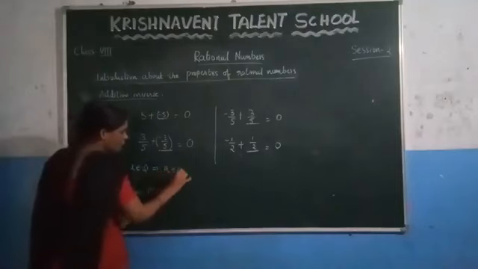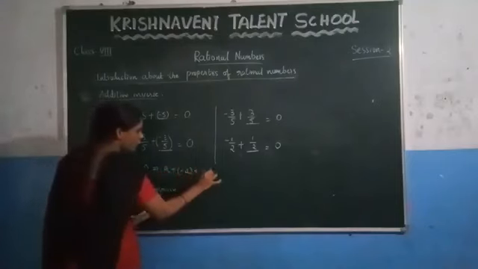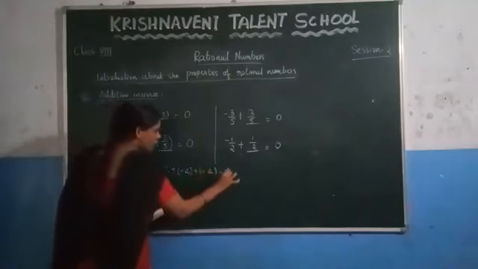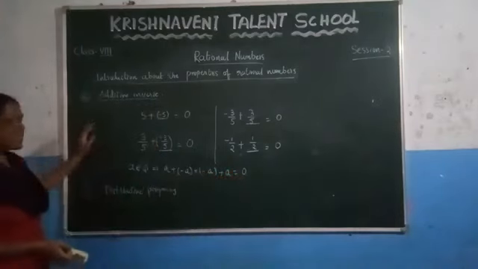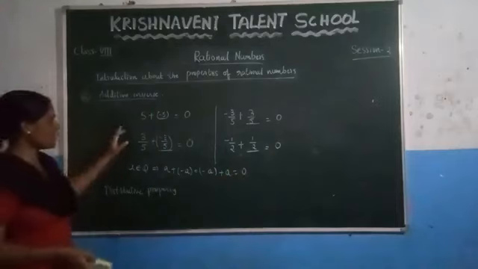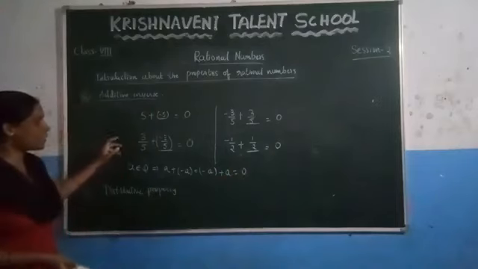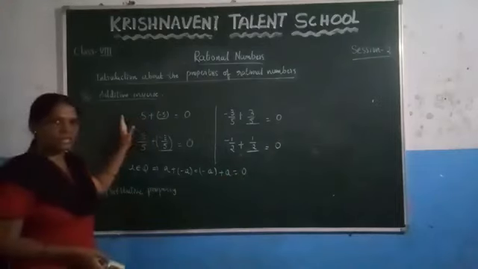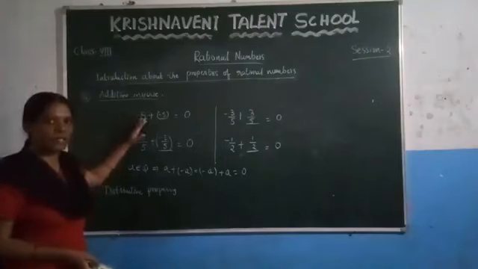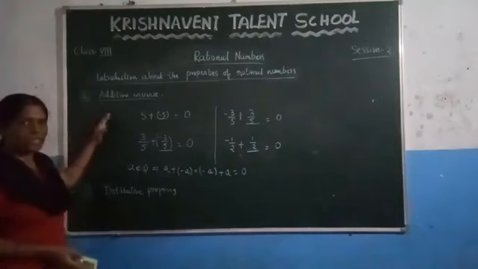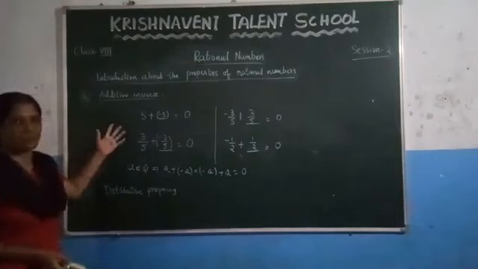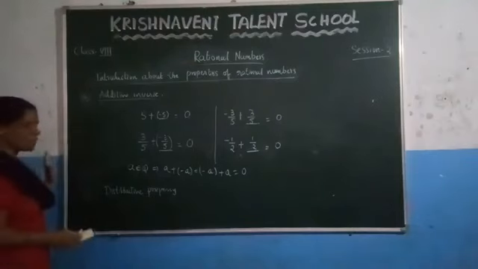A plus of minus A must be equal to minus A plus A is equal to 0. This property we call it as an additive inverse. Here in the examination they will ask what is the additive inverse of 5. Then we can say that the additive inverse of 5 is minus 5. Suppose they will ask what is the additive inverse of 1 by 9. Then the additive inverse of 1 by 9 is minus 1 by 9. Like that you have to mention.